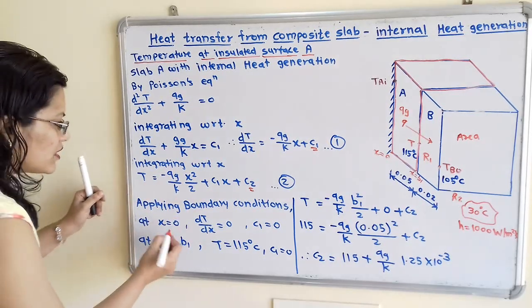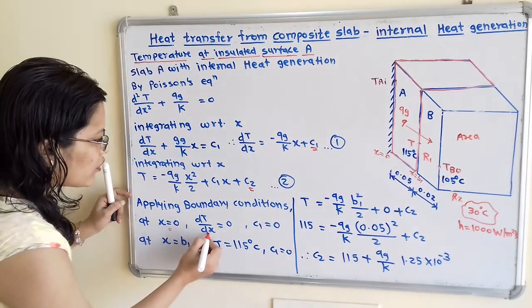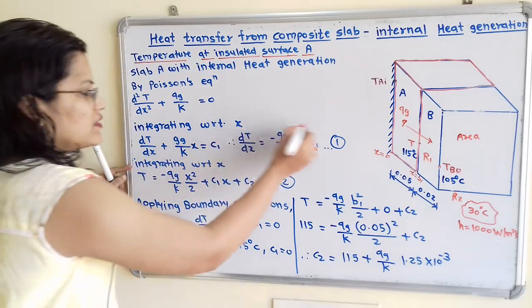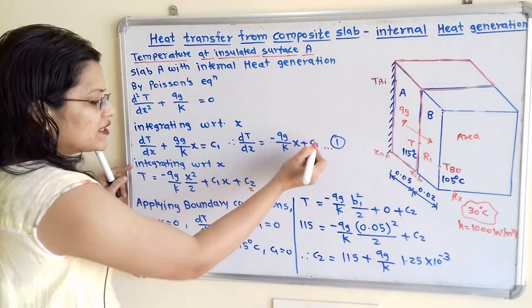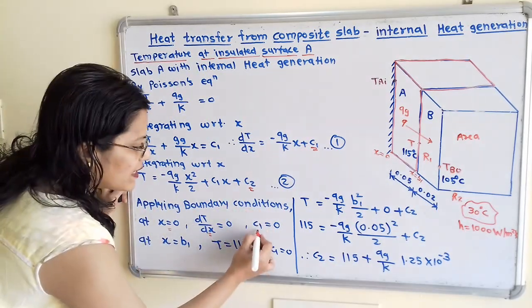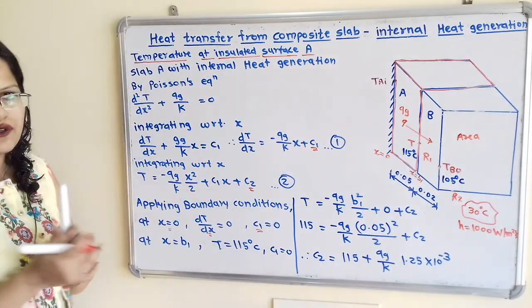Now when we put these two values, x is equal to 0 and dT by dx is equal to 0, in this equation number 1, then here will be 0, here will be 0. So C1 is equal to 0. So now we have the value of C1, that is equal to 0.